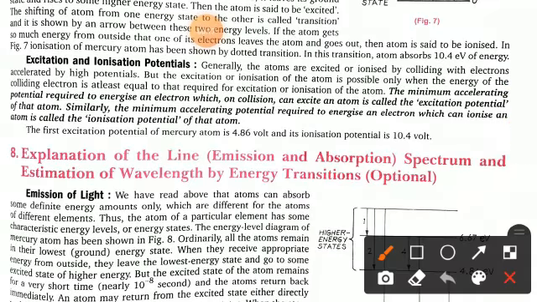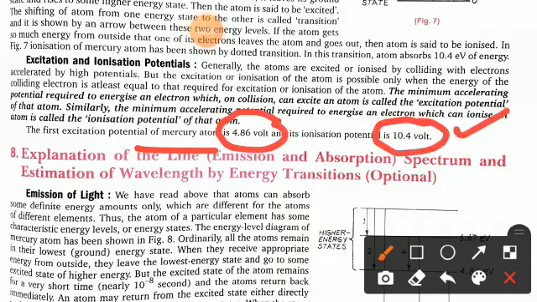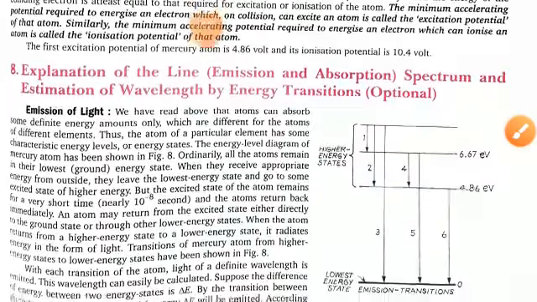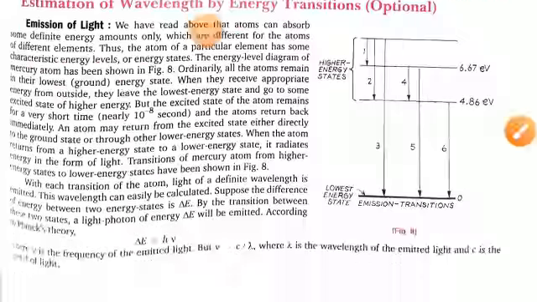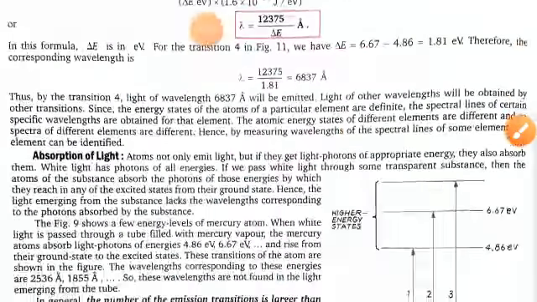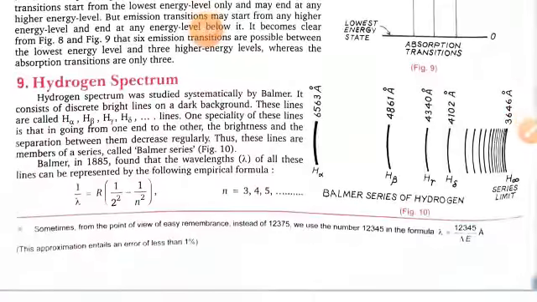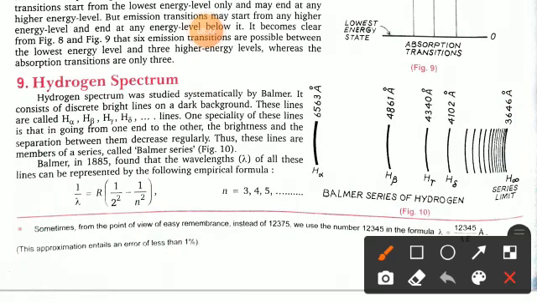Now here you can see that the first excitation potential of the mercury atom is 4.86 volt and its ionization potential is 10.4 volt. So just remember this. Now you can see here the explanation of line emission and absorption. This is optional, so I am skipping this and moving to the hydrogen spectrum. Just see, this is the hydrogen spectrum.